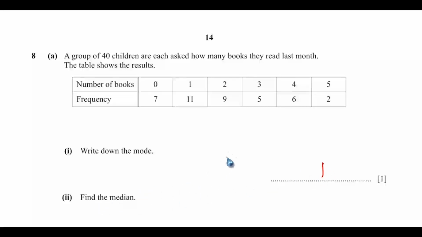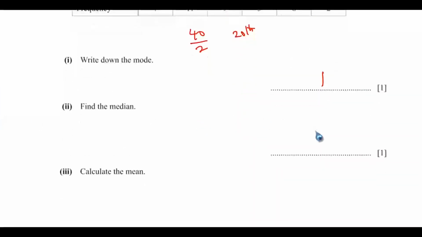Find the median. So the median will be 40 over 2, that will be the 20th term, the middle one. So let's see, 7 add 11, that will be 18. So the 20th will fall in this group, and that means the median is 2. So the median is 2.